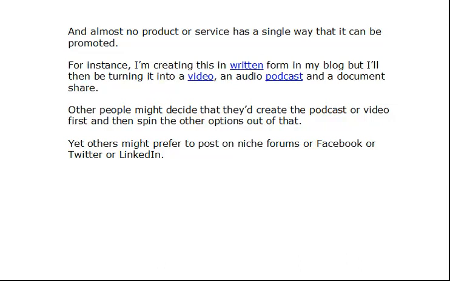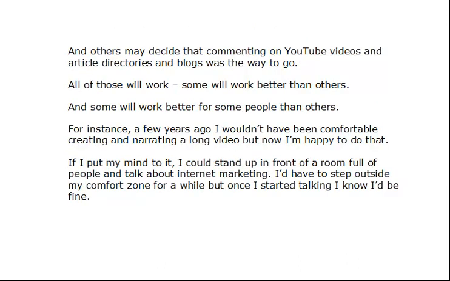Others might prefer to post in niche forums or on Facebook or Twitter or LinkedIn. Lots and lots of different choices. Other people might well decide that commenting on YouTube videos and article directories and blogs is the way to go, and all of those will work, some better than others, that last batch not particularly fantastically, and some will work better for some people than others.